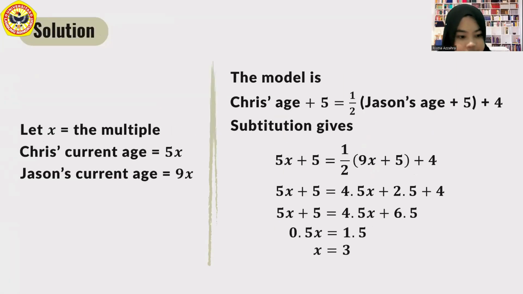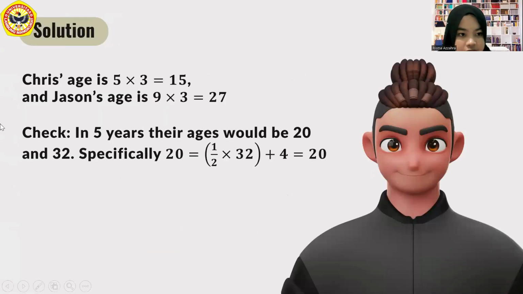Chris' age now is 15 and Jason's age is 27. That's true. 20 and 32. Oh, no. Their ages in 5 years are 20 and 32, because Chris' age plus 5 and Jason's age plus 5 gives 20 and 32.